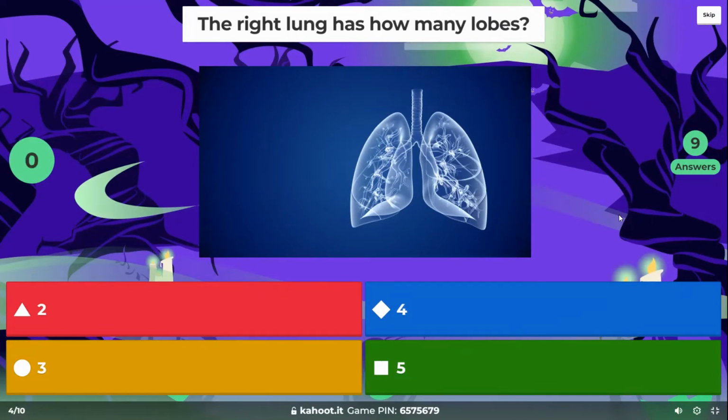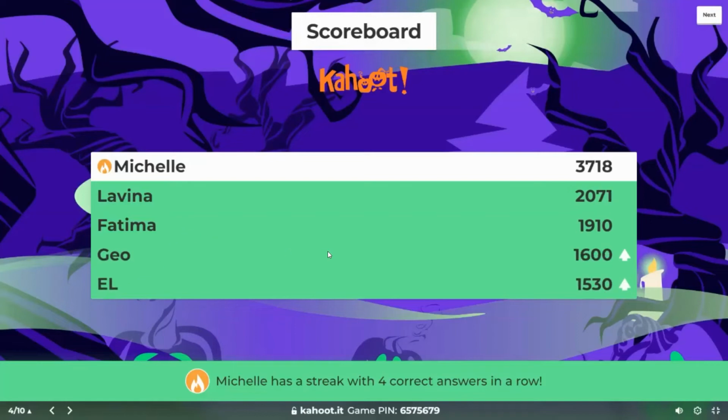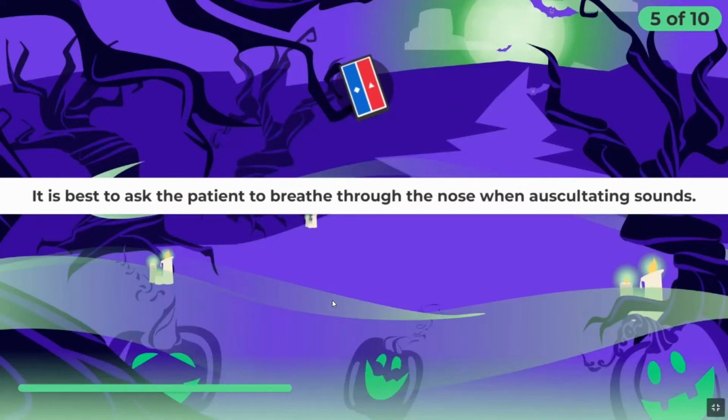Okay, it has 3 lobes, correct. All right. And Michelle, Lavina, Fatima, Gio, and L. And Michelle has a streak of 4. Congratulations.